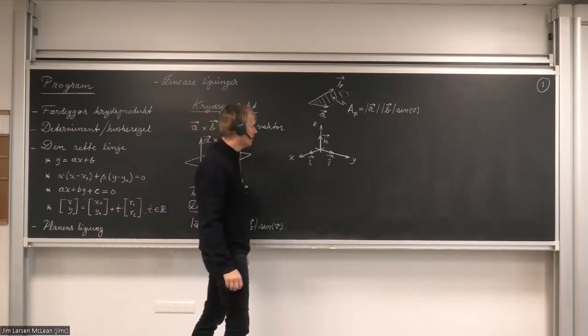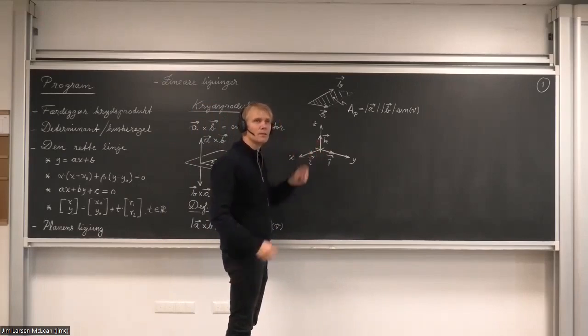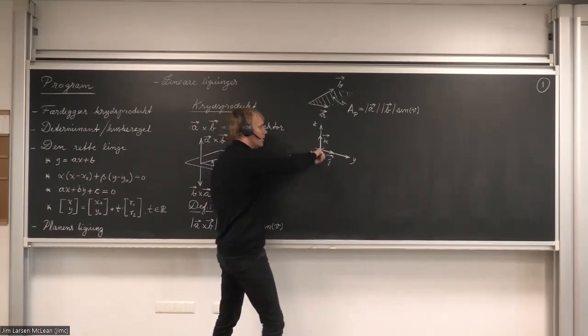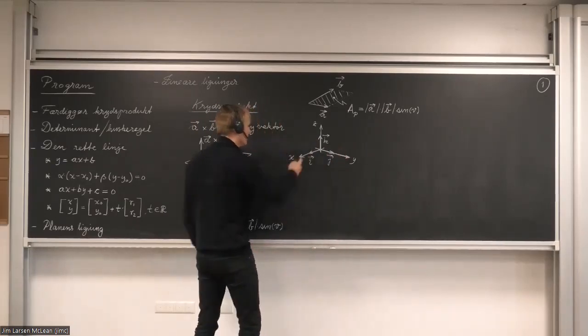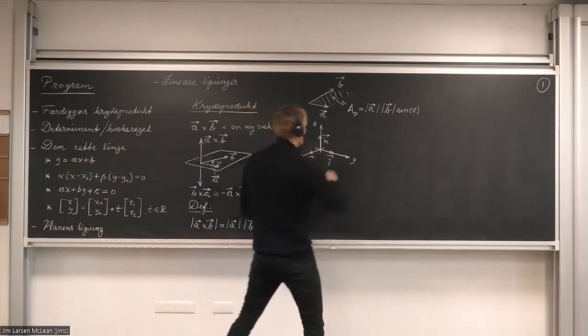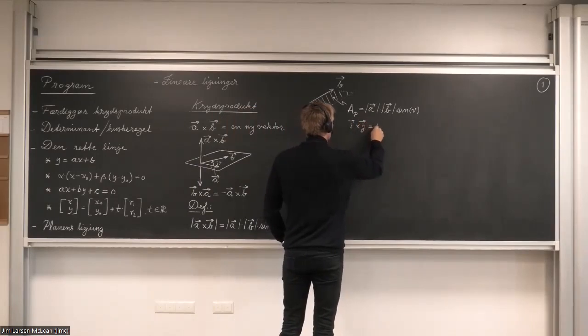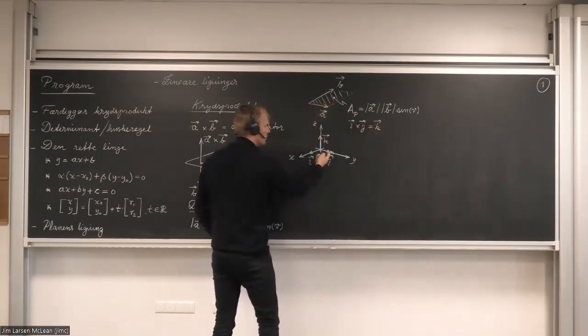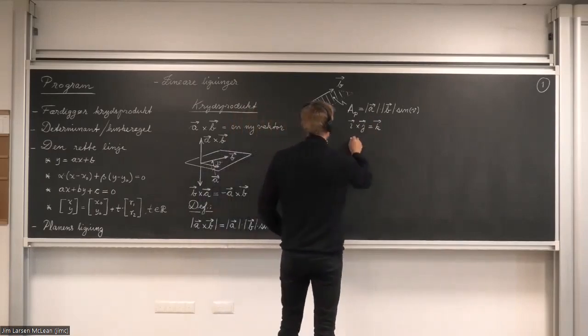And then we decided to define that i cross j gives k. Does that align with the other decisions? Yes, it does. Try using the right-hand rule and go from i over to j. Then the thumb points in the k direction. So that one crossed with that one gives that one. i cross j gives k. And so j cross k gives i.